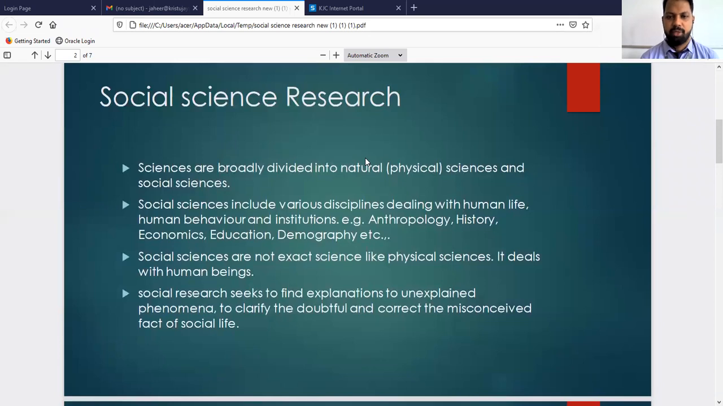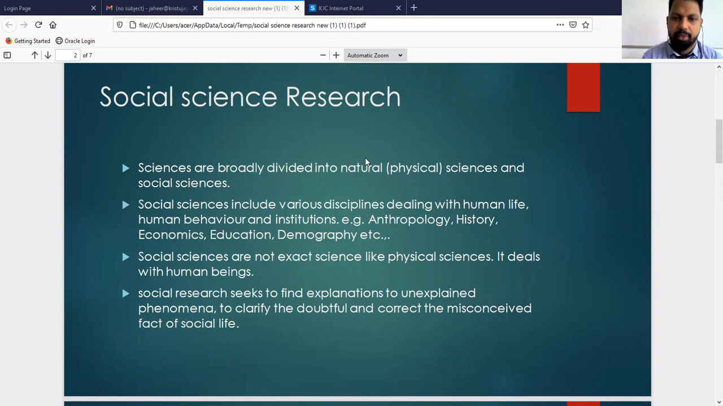The subjects, for example, anthropology, history, economics, education, demography, these all come under the social science because all of these subjects are related to human being, humanity, human life, and it is connected with the human behavior. So social science research seeks to find the explanation to the unexplained phenomena, to clarify the doubt. If any doubt is there, they will conduct research and try to clarify that doubt and to correct the misconceived fact in the social life. If such research is carried out, we can call it social science research.